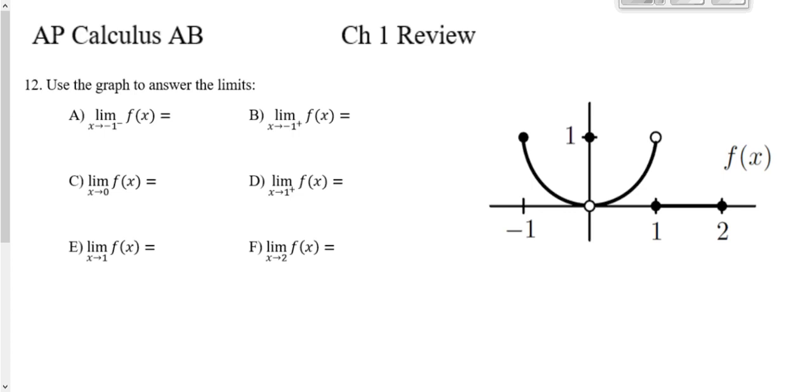Okay, the last problem on the review. You're using the graph to answer the limits. So we have 6 limit problems and we're using the graph to the right. So be careful here. This is kind of like a parabola and there is a solid line in between 1 and 2. Okay, it's on the axis, so it kind of blends in, but there is a solid line there.